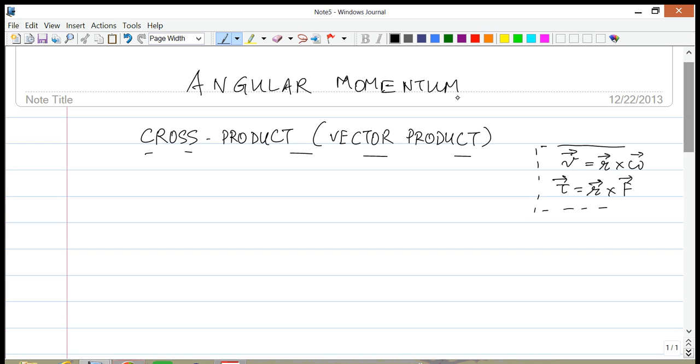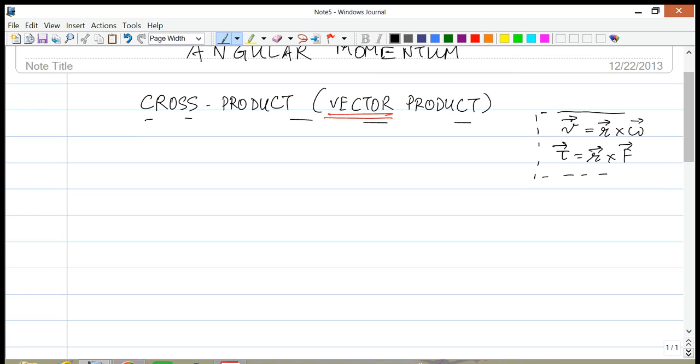Okay, this cross product of vectors is also called the vector product, because when you cross one vector with another, you end up getting a vector quantity, as opposed to a scalar product, which the dot product was. If you remember the dot product, where a dot b ended up giving you a scalar c, unlike that, this gives you a vector product.